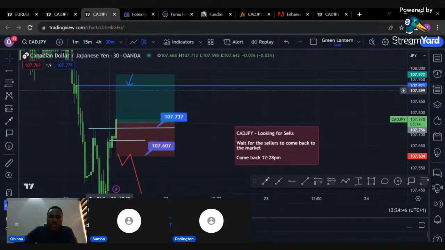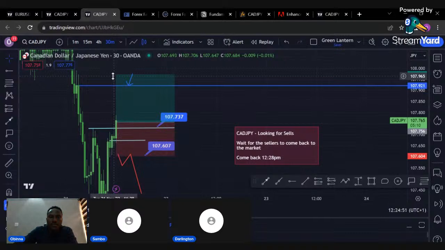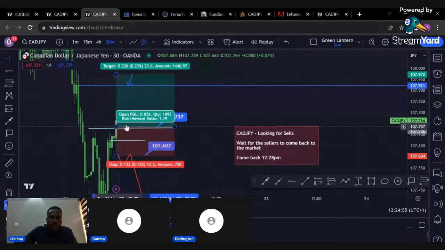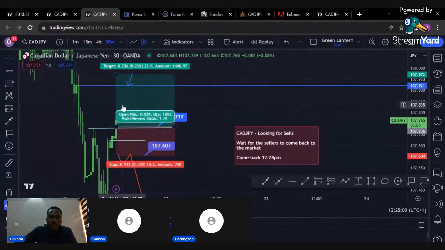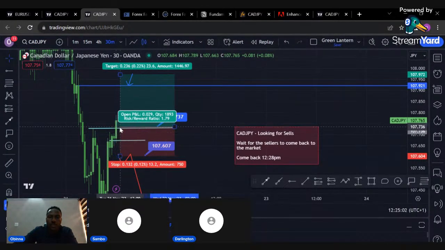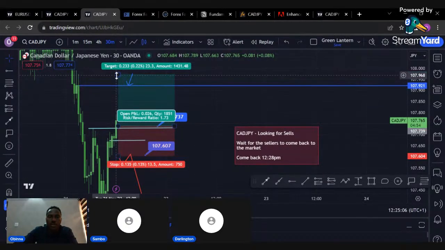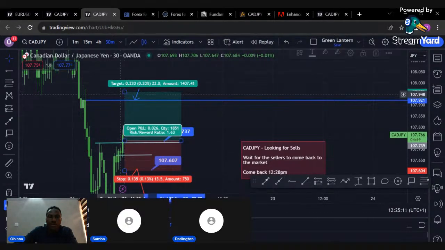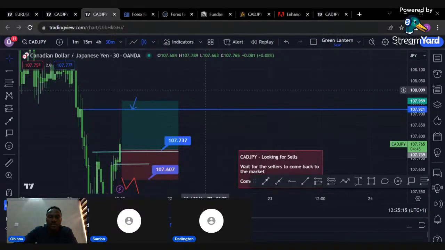So this will be a counter trend if I'm taking this trade. I want the 30 minutes candle to close so that I'm sure that I can take this trade as a counter trend, and my TP will just be here. So this is where I'm looking at the trade going to.